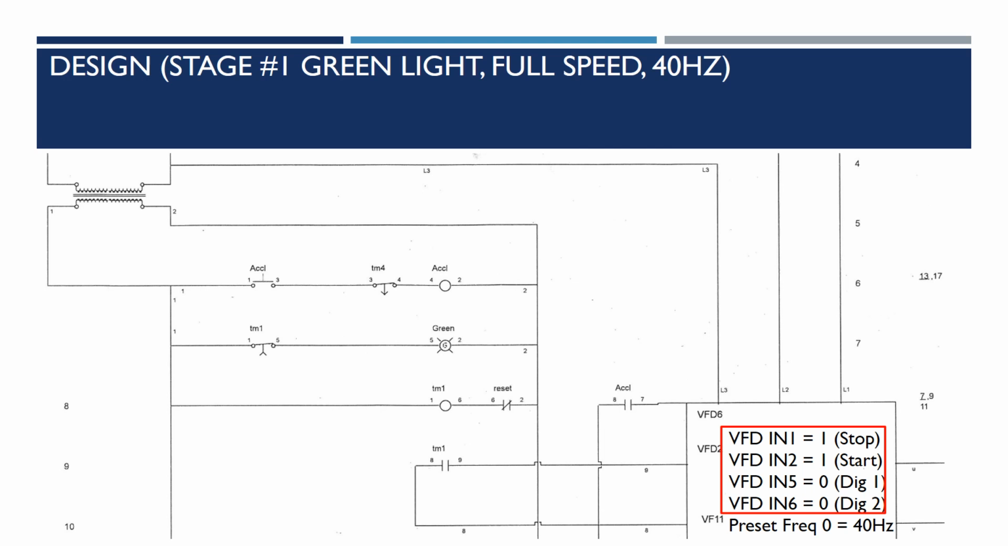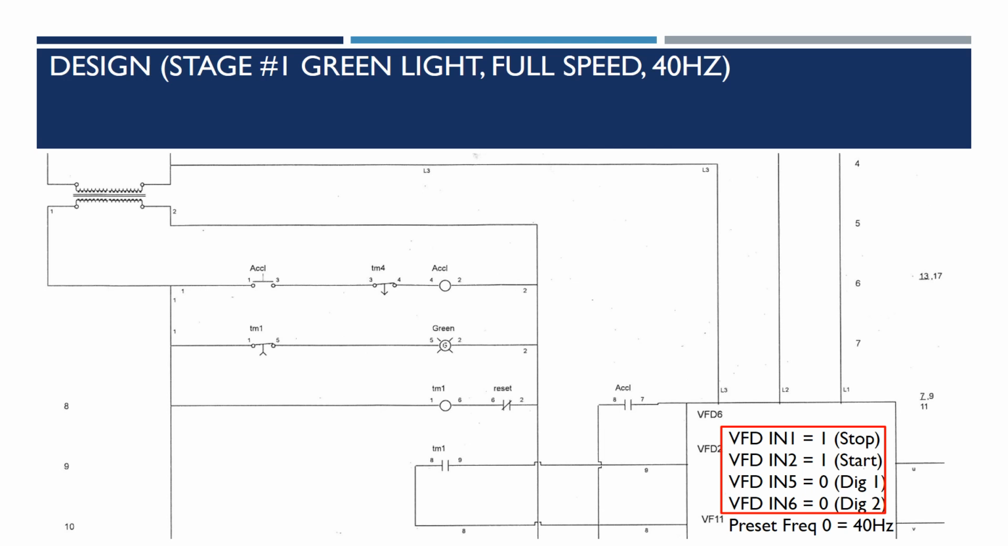Our VFD input 2 for this particular stage requires a 1 as well in order to start the motor when the light turns green. We have programmed in preset frequencies, and for this particular one, we've chosen 40 Hertz, and we've programmed that in as our preset frequency 0, meaning that for digital input 1 and digital input 2, we needed a 0 on both of those, which makes it easy for this stage because we didn't have to do anything.